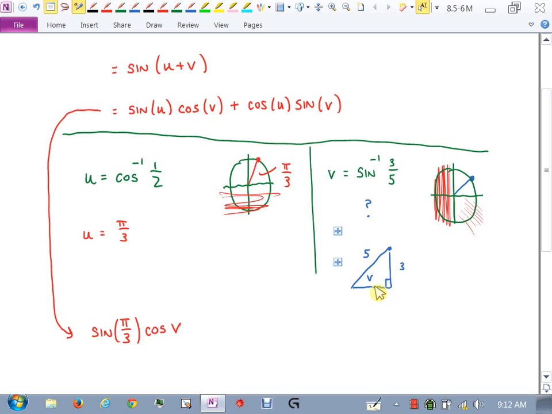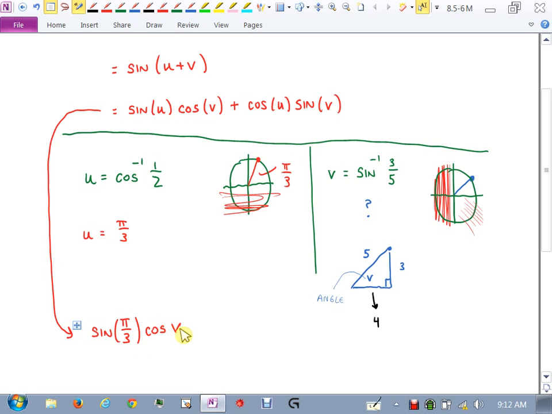Sorry, that arrow was pointing at V, right? When I was pointing in here, that's our angle. I wasn't pointing to that side. The side here is what? You said it was 4, right? So you do the Pythagorean theorem, a squared plus b squared is c squared, and you get this side as 4. And that's great, because I now know what cosine of V is.